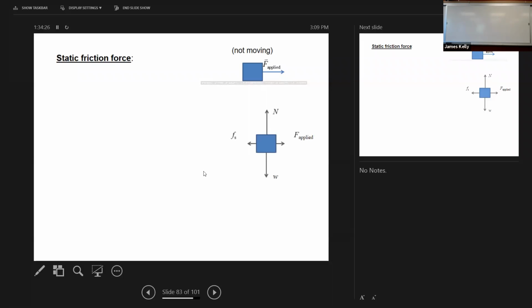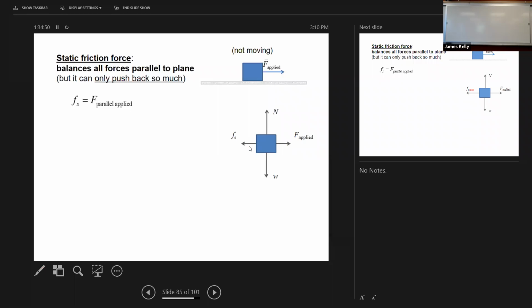So the idea is the free body diagram looks very similar to the one for the kinetic friction, but nothing's moving here. If I push with a small applied force, the static friction force is small and in the opposite direction. If I push with a bigger applied force, the static friction force is bigger in the opposite direction. But that doesn't just keep going forever. So one of the rules you can think for static friction force is, under normal circumstances, if something's just sitting there, the static friction force balances all the other forces that are parallel to the plane.